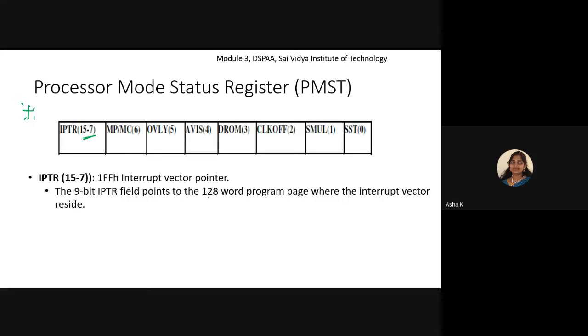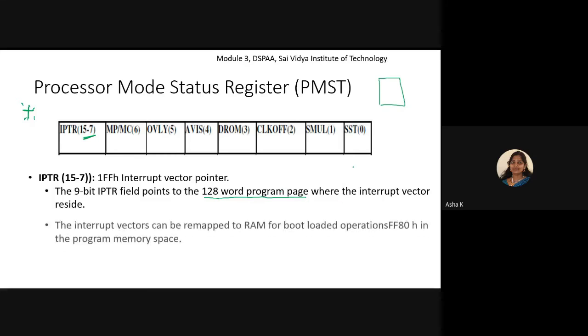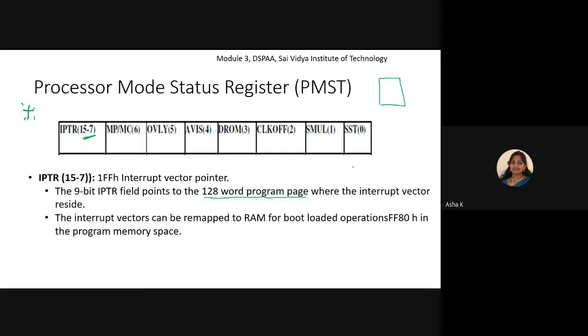Field points to 128 program page. So here I was telling you in the beginning, the data storage will be in the form of page 1, page 2, page 3, page 4, page 5, etc. So we have here a 128-word program page where the interrupt vector resides. And this IPTR, the interrupt vectors, can be remapped to random access memory for boot loaded operations. A specific address is used here, FF80H, in the program memory space.